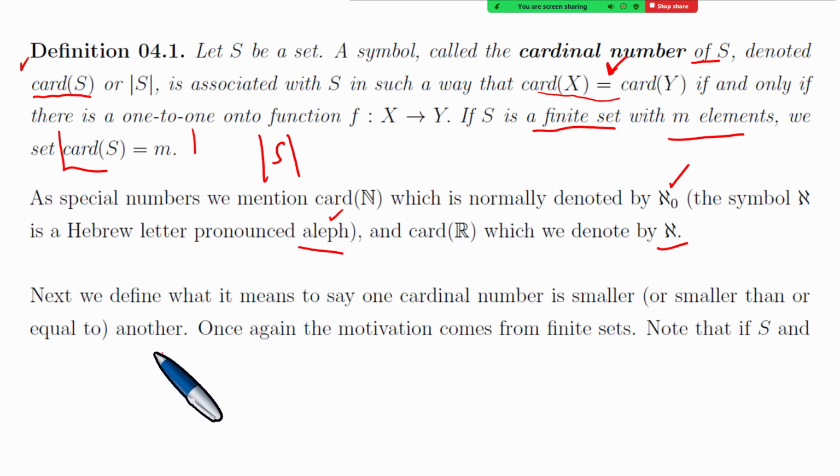Next, we define what it means to say one cardinal number is smaller than or equal to another. Once again, the motivation comes from finite sets. So, we'll continue in our next discussion.